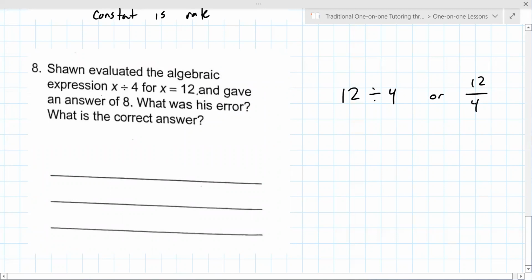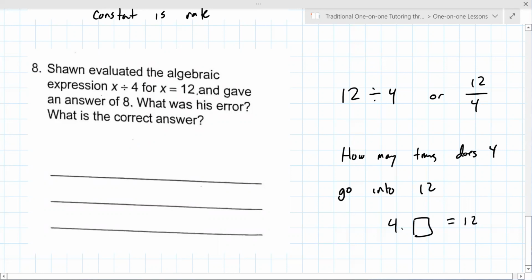What is 12 over 4? What is 12 divided by 4? So it's really asking how many times does 4 go into 12? 3. Yeah, so you can always rewrite a division problem as 4 times some number equals 12. So yeah, it's 3. Okay, so that's the correct answer. The correct answer is 12 divided by 4 is 3.